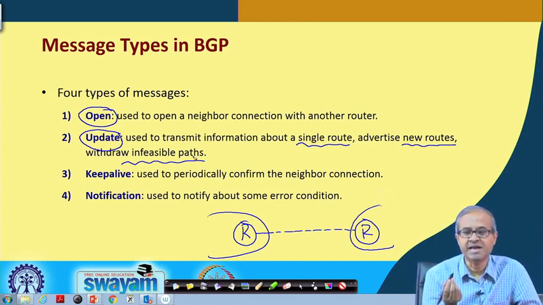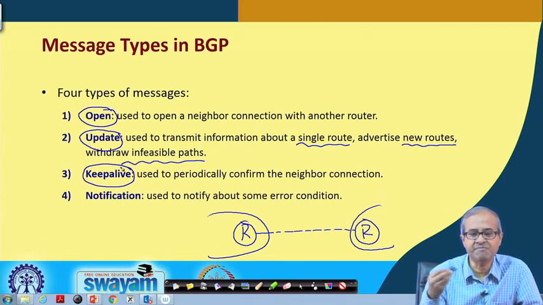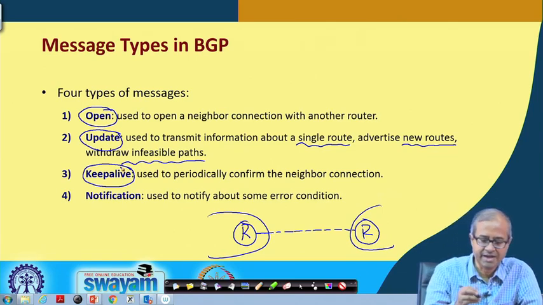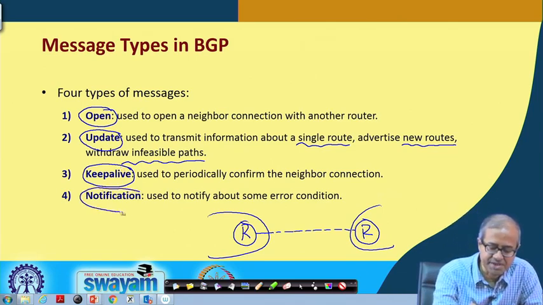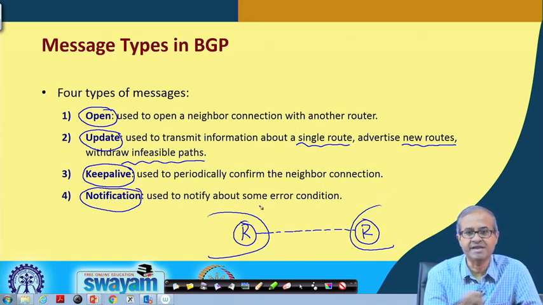And just like the hello message in OSPF, here in BGP there is a message called keep alive. Keep alive messages sent between the neighbors will maintain that connection alive. If you do not send keep alive for a certain amount of time, the neighborhood connection will be automatically terminated. It means that one of the two parties is not interested in exchanging BGP messages anymore. And in case of some error conditions happening in the network, some notification messages may be sent, again using this BGP protocol.